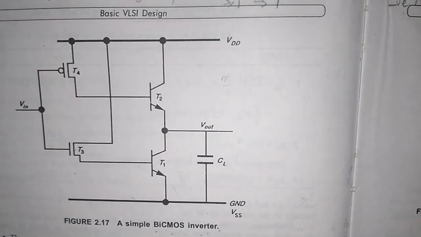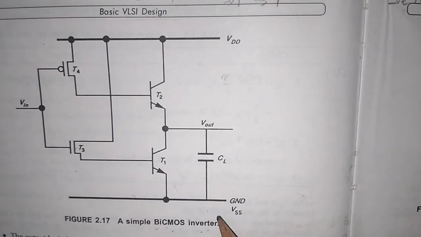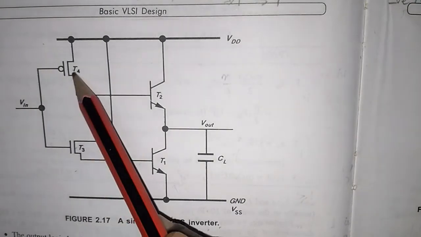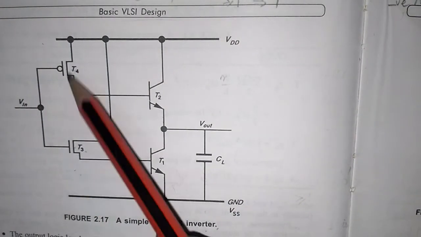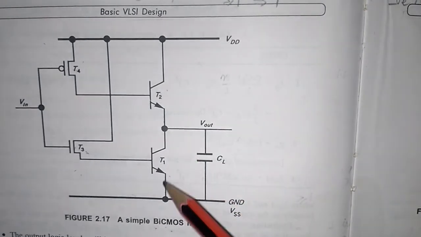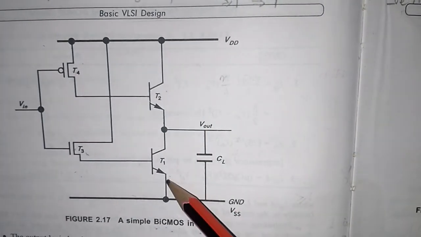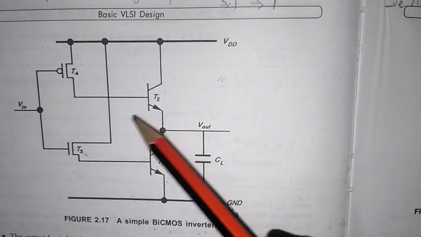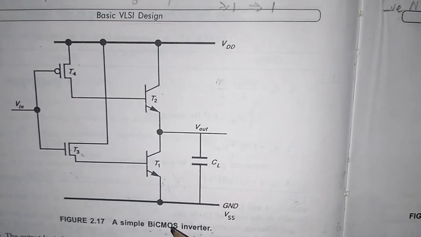So now, how is a BiCMOS inverter better than the CMOS inverter? You have the CMOS transistors, a P channel and an N channel. In addition to that, you have two BJTs, these are NPN BJTs. So this together is the simple circuit for the BiCMOS inverter.